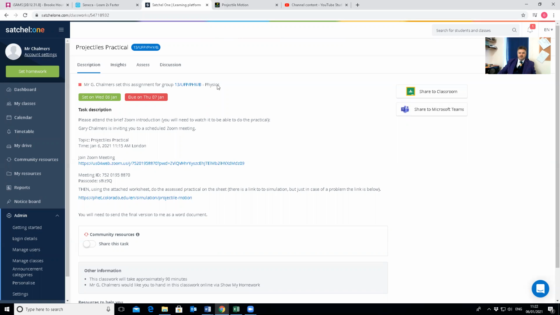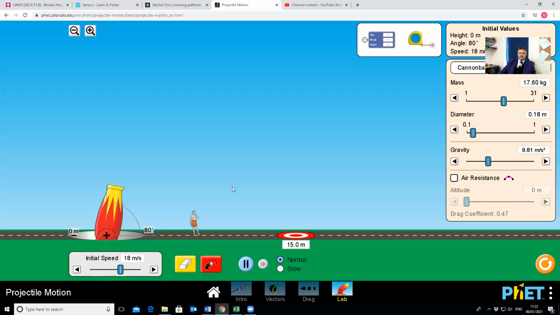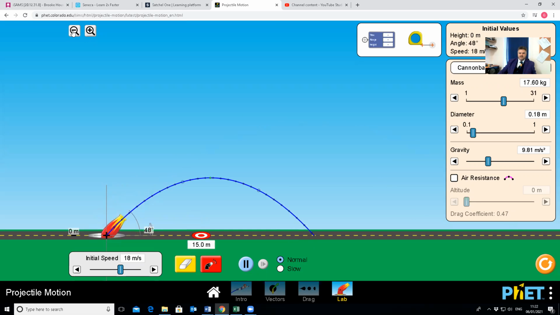So we're going to be going on to a projectiles simulation, which is here. And the particular module you want is the lab module. So if I click on the lab module, you've got a cannon here, which fires projectiles which land some distance away, and you probably want to zoom out a little bit so that you can measure the distance. And we're going to have a high initial speed of 30 meters per second. So that's something to remember.